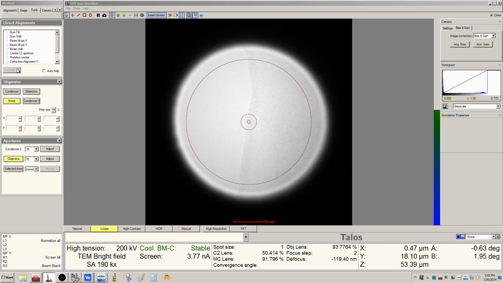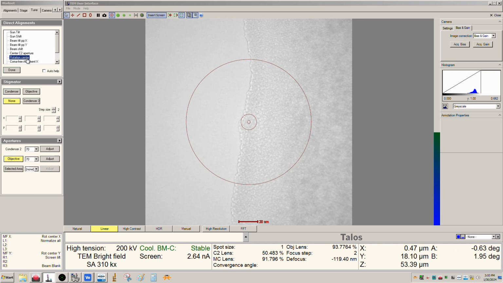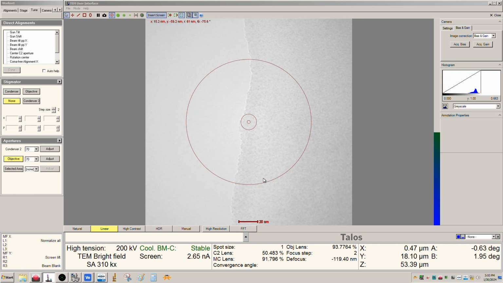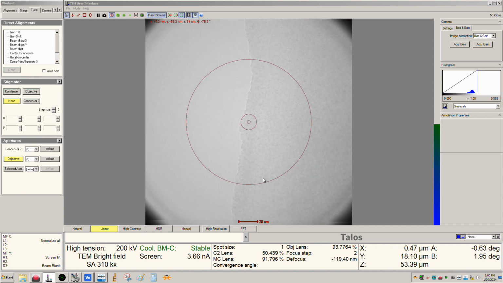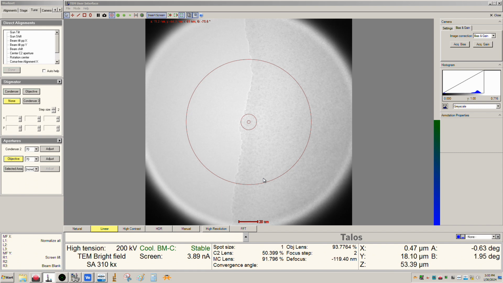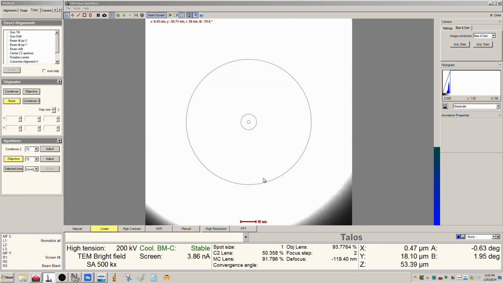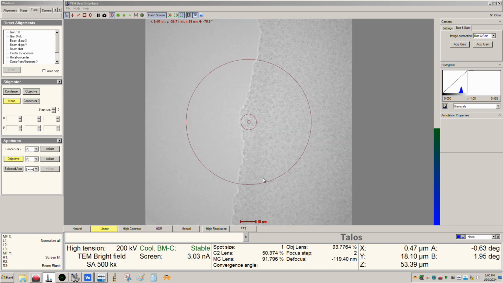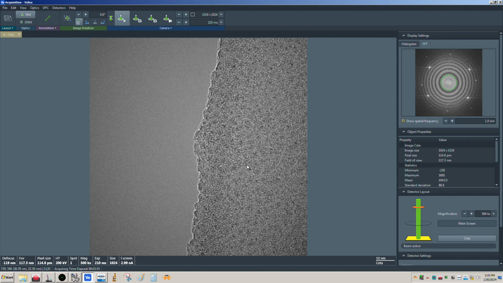All right, and then let me mag up higher here so I can use the edge. The rotation center should still be, yeah, the rotation center is fine. Okay, so you can see I've got a lot more signal in my image because I increased my current. My objective stig should still be fine. I can go ahead and check it anyway just to show you that. Yeah, see, this is still fine.